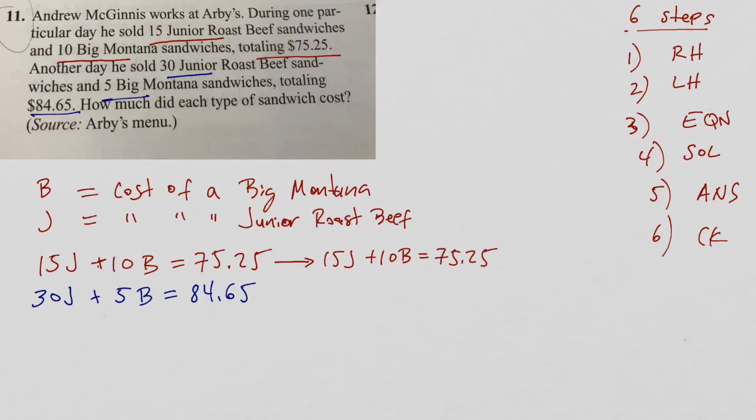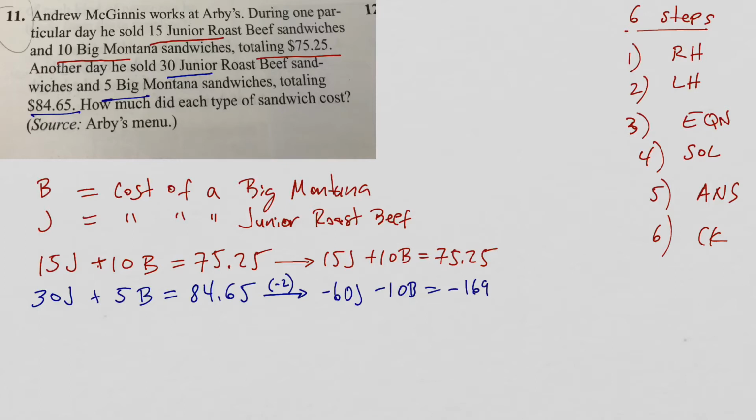But if I multiply this one by -2, I'll get negative 60J minus 10B is equal to... let me just use a calculator so I don't make a mistake. 84.65 times 2 is negative 169.30.